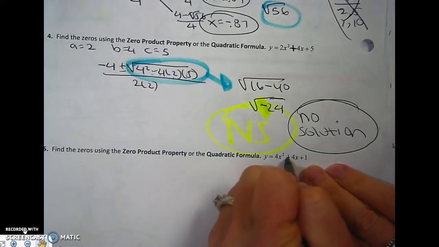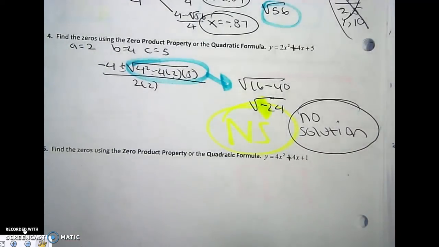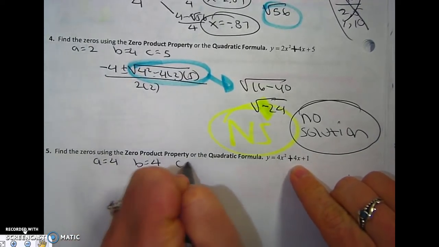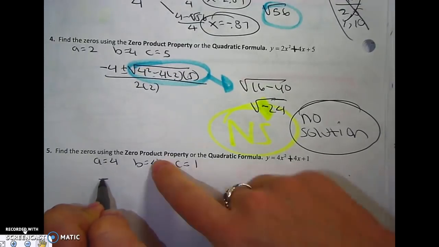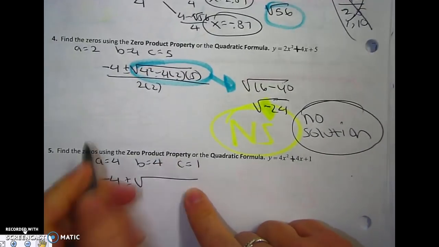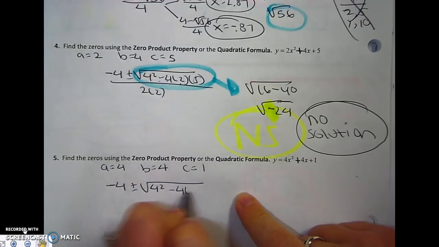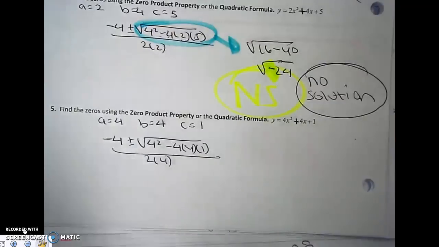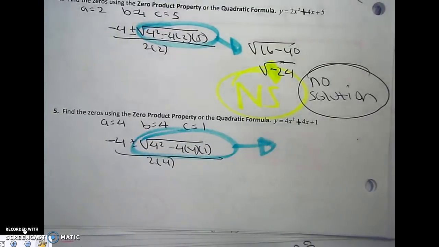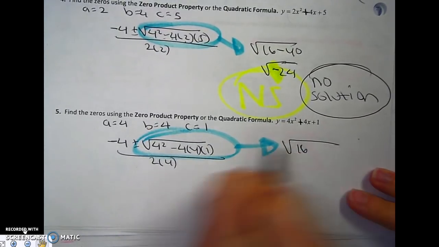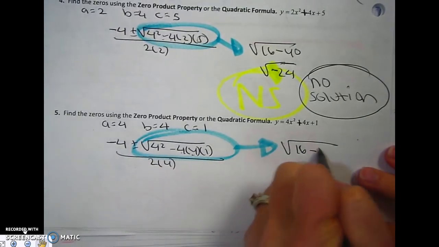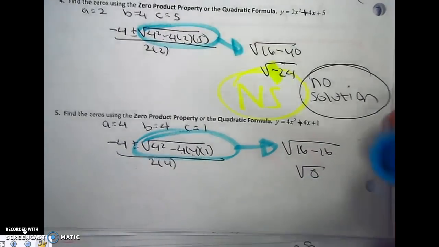I want you to change that to a plus as well. First thing I do: identify A, identify B, identify C. Negative B plus or minus the square root of B squared minus 4 times A times C, all divided by 2 times A. Now I'm going to do the more difficult part, which is over here. 4 squared is 16. 4 times 4 is 16, times 1 is 16. There's only one negative, so it's negative. Well, 16 minus 16 is 0.